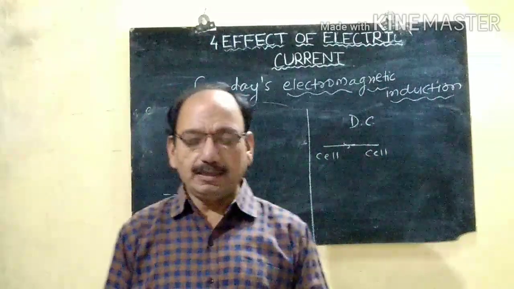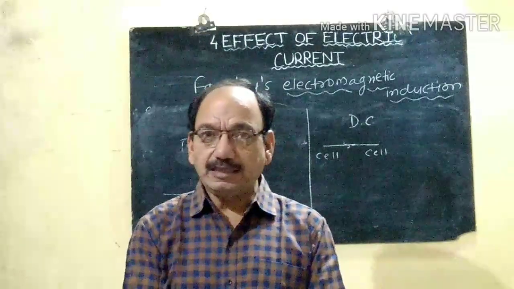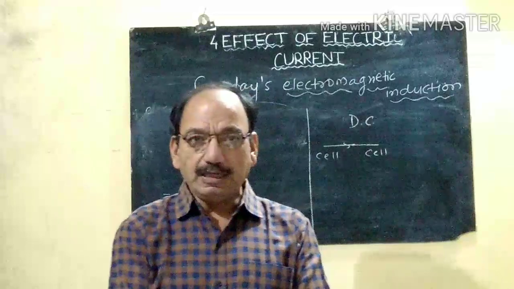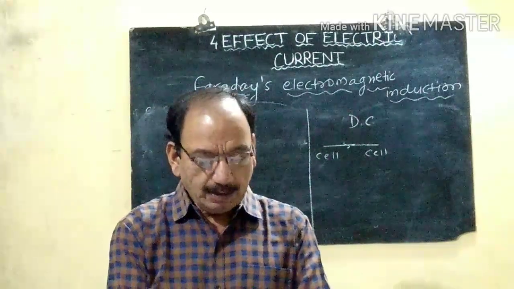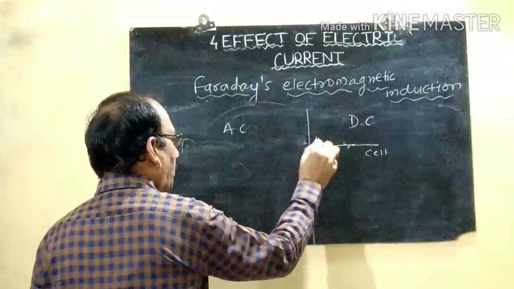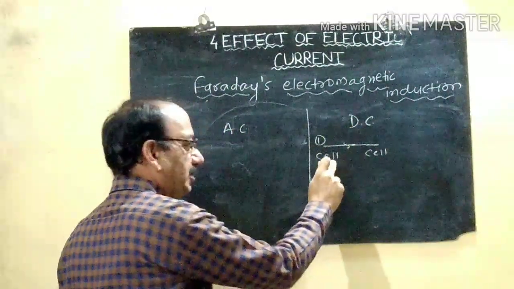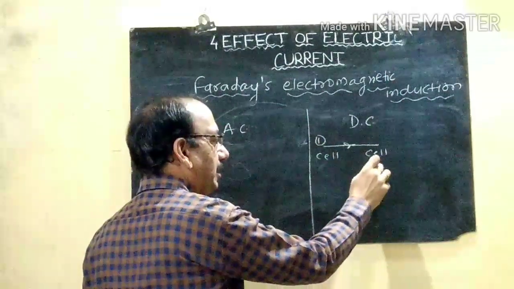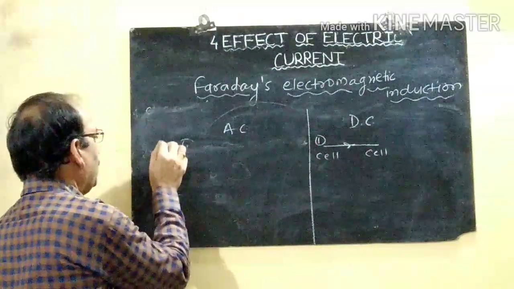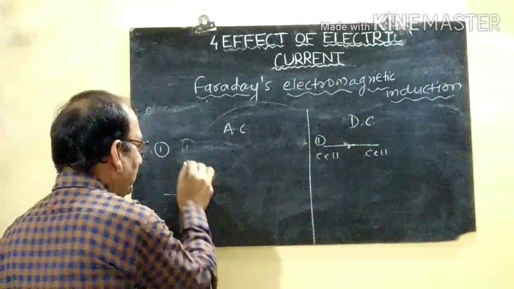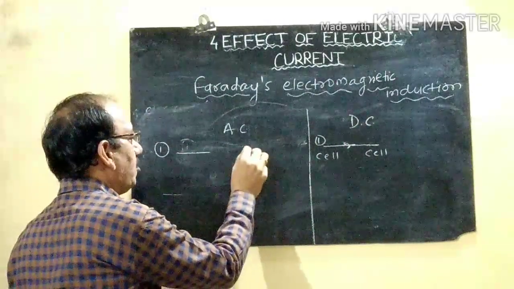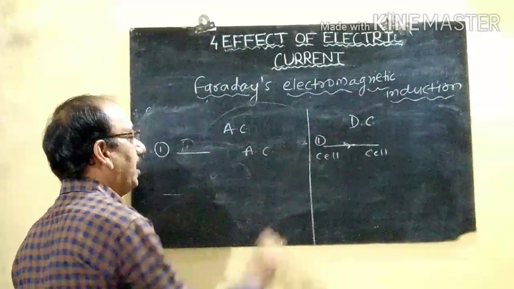How can we define alternating current? The current changing its magnitude as well as direction after equal intervals of time is called alternating current. So the first point: direct current is the current which flows in one direction from cell to cell. And how can we define alternating current? The current which changes direction and magnitude in equal intervals of time is called alternating current. This is the definition of alternating current.